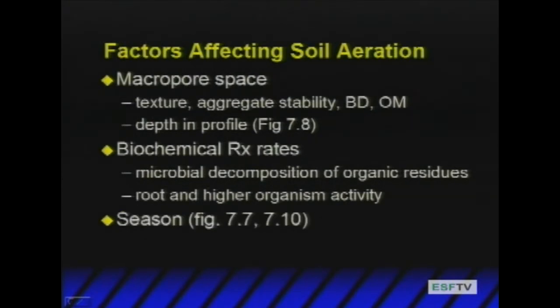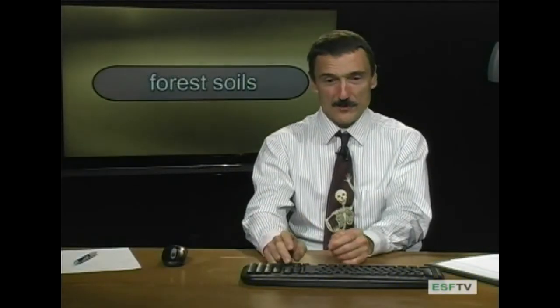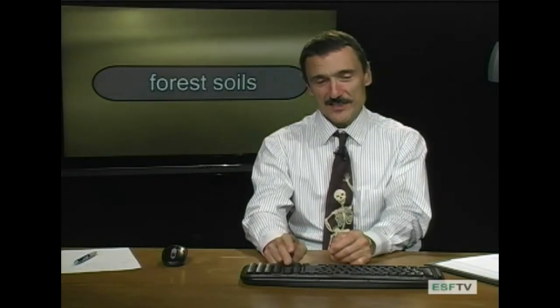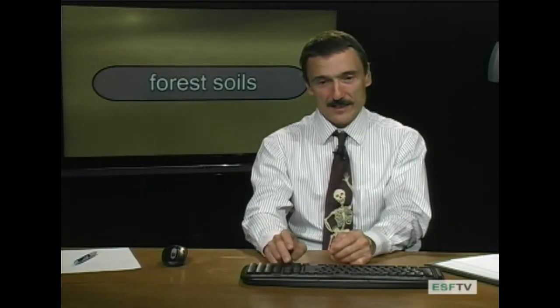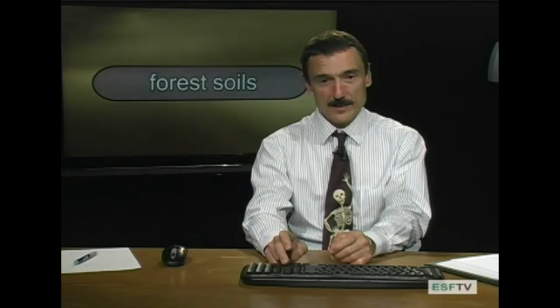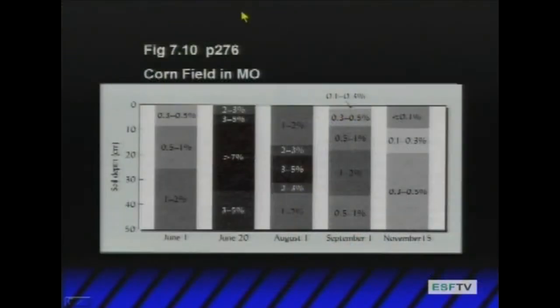Season kind of goes along with both of those. We have seasonal impacts on macropore space and biochemical reaction rates. One of the nicest graphs that illustrates that is in the text with corn. Okay? Here's a very nice illustration. Here's a cornfield in Missouri, and we go from June to November. So essentially the growing season, then the post-growing season or the fall, and soil depth.